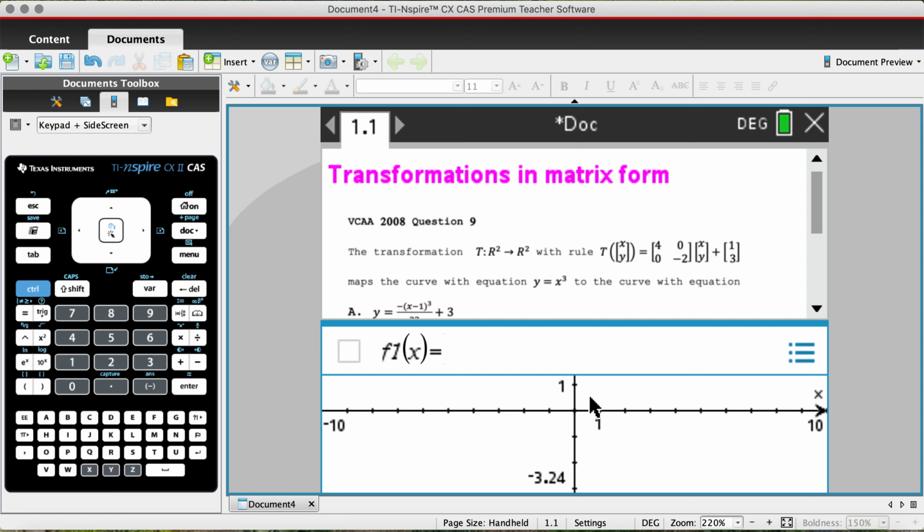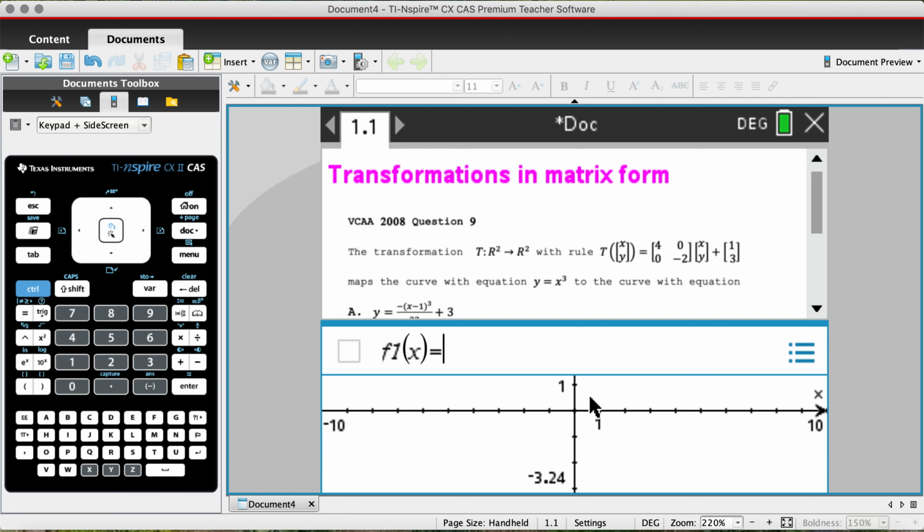We're going to use our calculator graph page to perform a sequence of transformations given to us in matrix form, as per the question shown on the screen. And once we perform the sequence of transformations on our graph page, we're then going to open up our calculator page to extract that rule out for us.